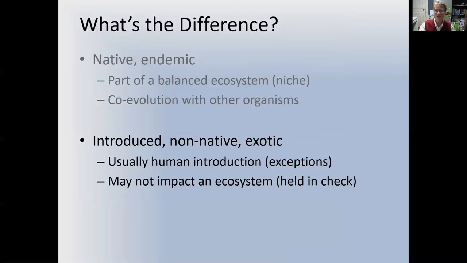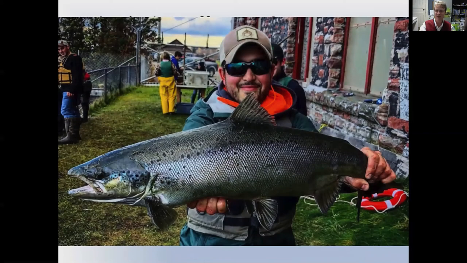The non-native or exotic species, that one would have been introduced to an area, to an ecosystem through other means. Often humans, there are some exceptions. You might have fur or feathers involved in an introduction. And it probably doesn't impact the ecosystem at all if it is just referred to as a non-native species. It's held in check by other parts of the ecosystem. And an example of that would be Atlantic salmon from our hatchery here at Lake Superior State University.